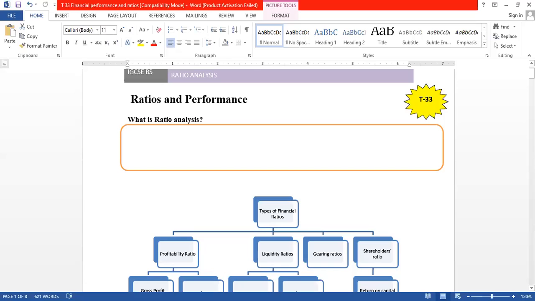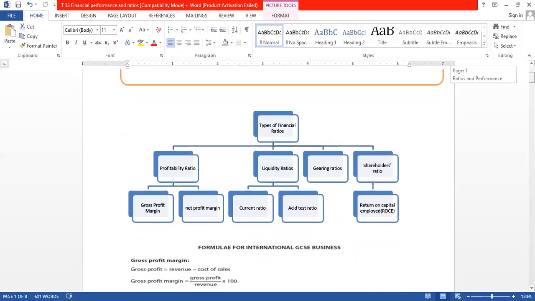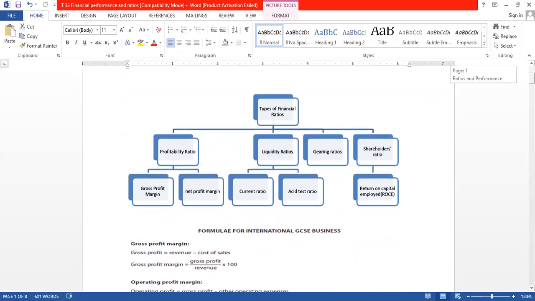Right. We are learning different types of ratios here. Profitability ratios, and under profitability ratios we are doing gross profit margin and net profit margin, and under liquidity ratios we are talking about the current ratio and acid test ratio, right? And then under shareholder ratios we are talking ROCE. There are no gearing ratios we are doing. Under shareholder ratios we talk about the return on capital employed, that is how much return you are taking over the capital employed from the business. So altogether you can see how many ratios we are doing.